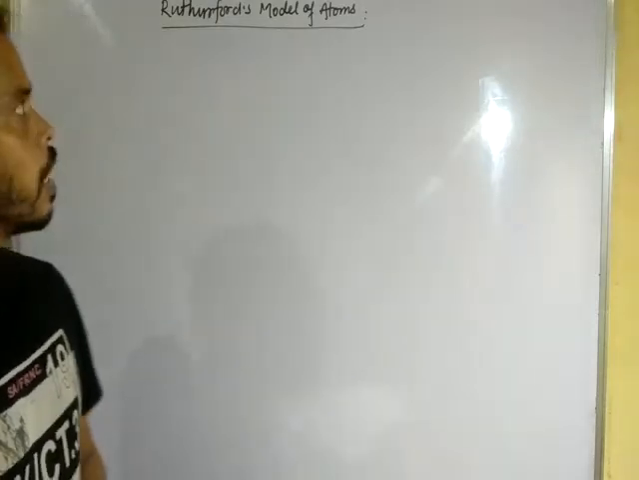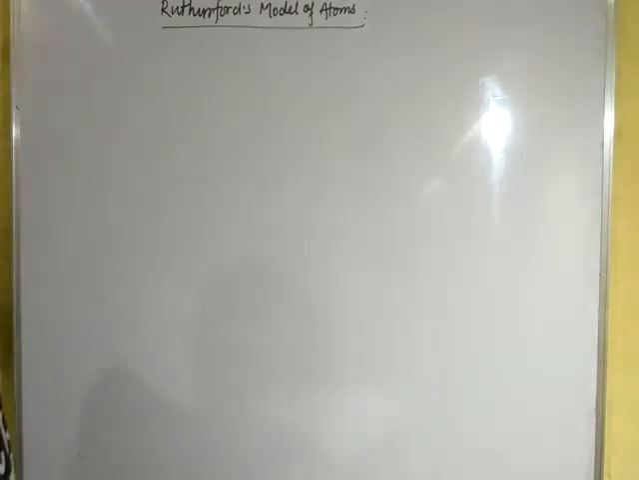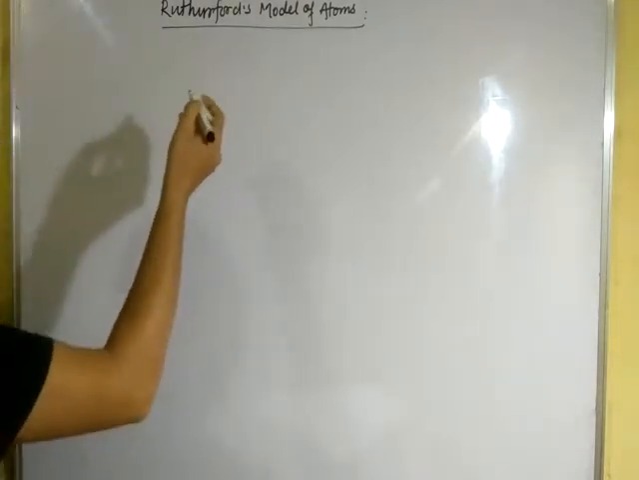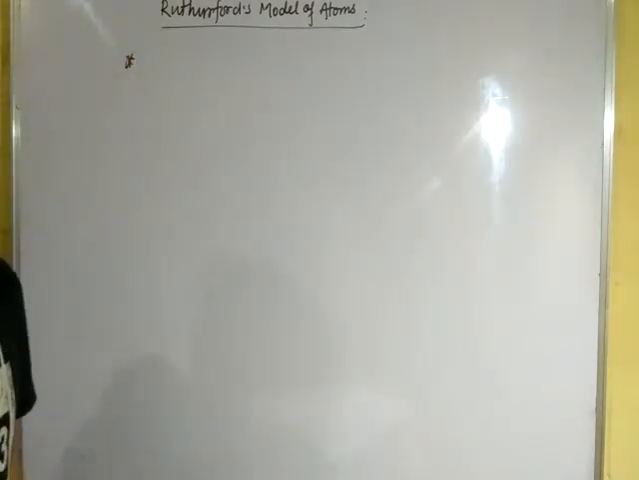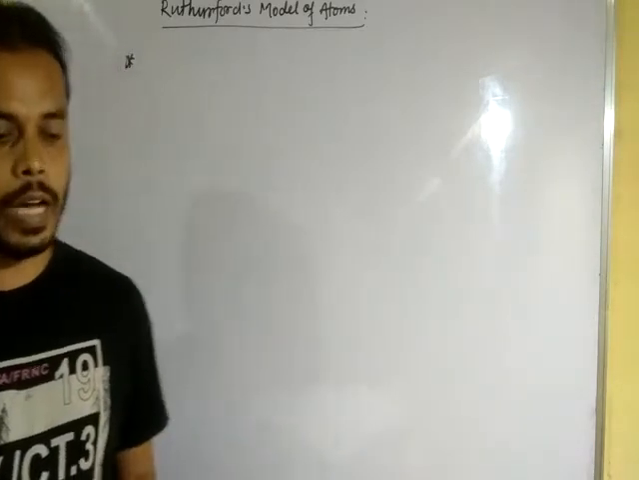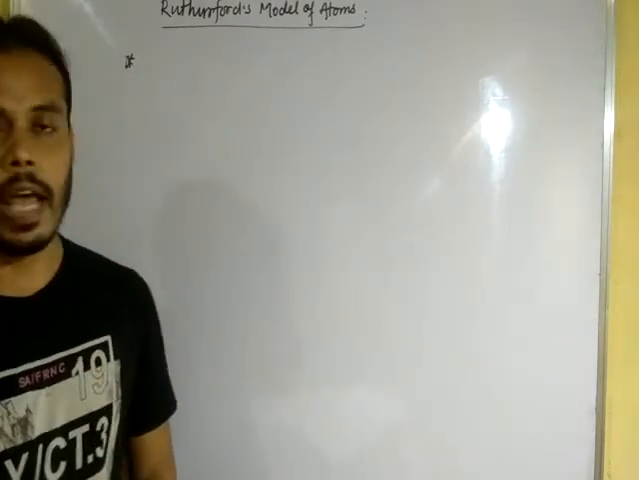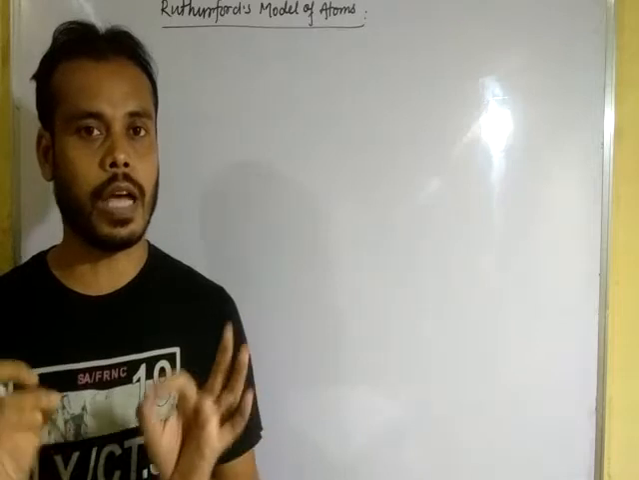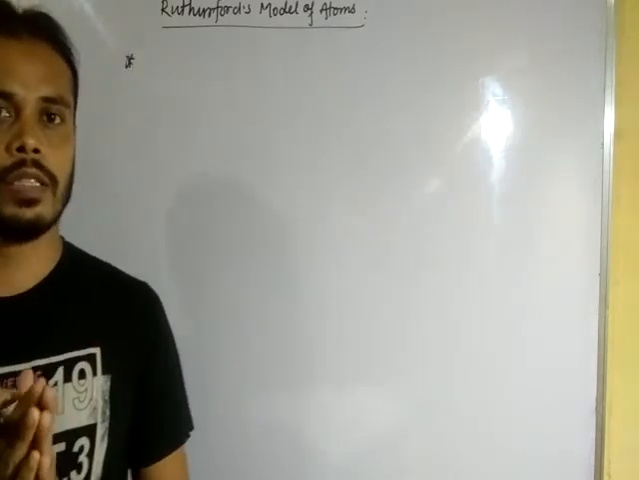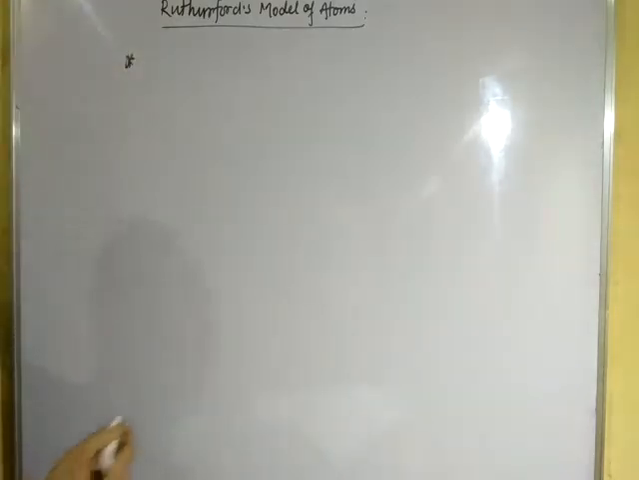According to Rutherford, an atom consists of a dense, heavy, positively charged central part called the nucleus. It consists of neutrons and protons.